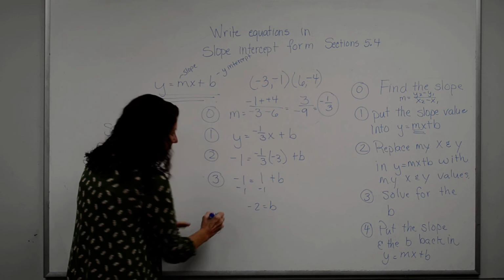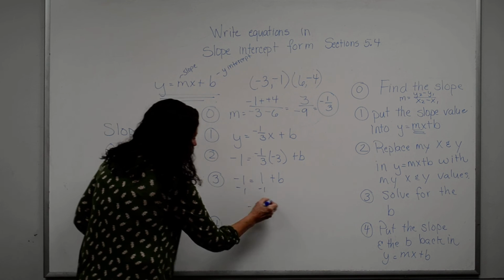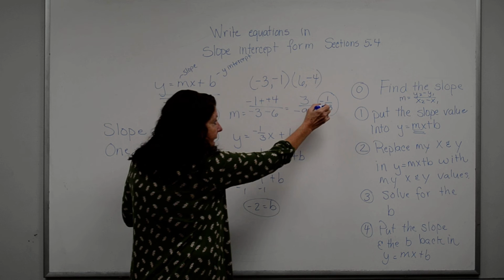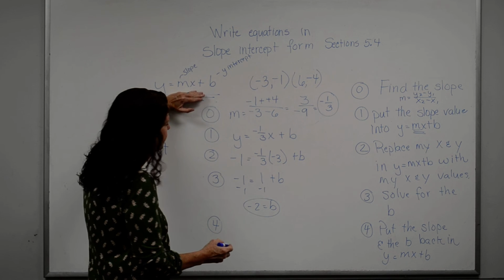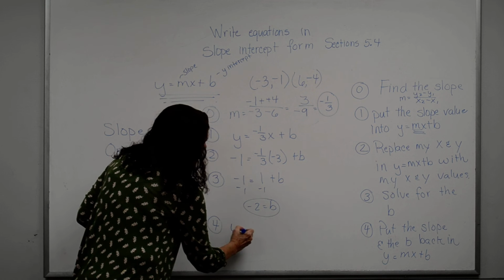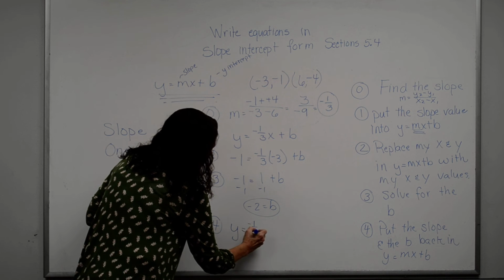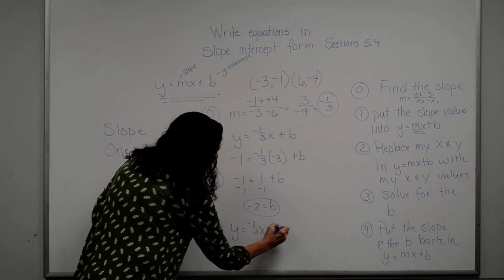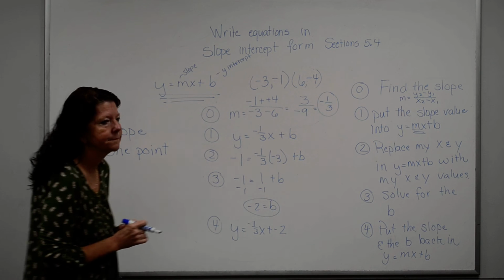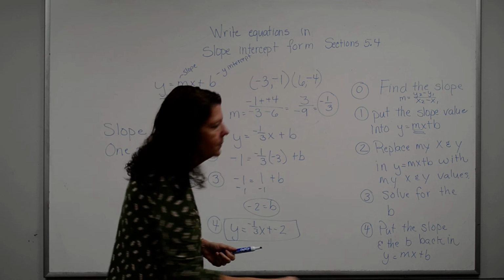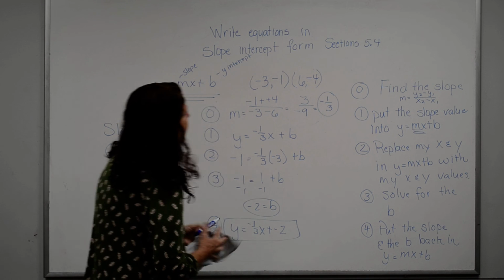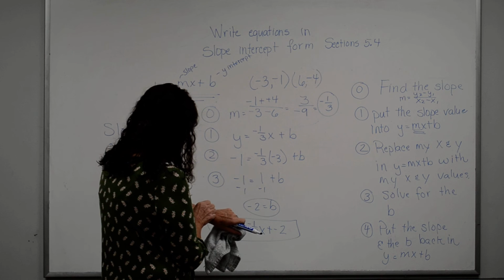Step 4, same thing that I've been doing. I place this and this back in my y equals mx plus b equation. So y is equal to negative 1/3 x plus negative 2. And that is my answer. That's what they were looking for. Let's do one more like that, and then I'll give you your homework.